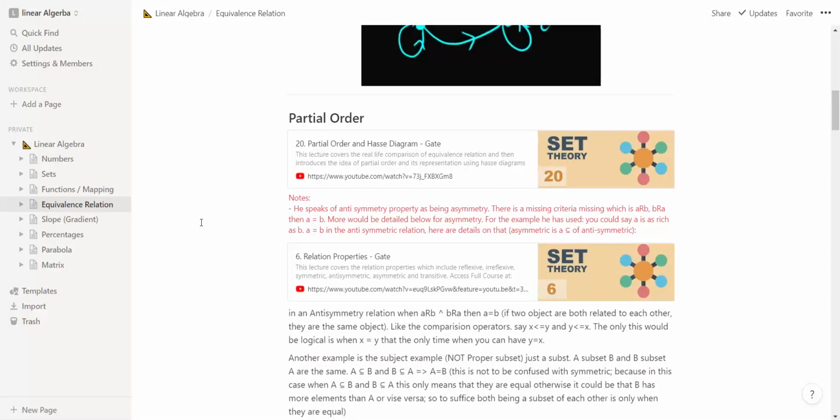Partial order has an antisymmetry relation: when A is related to B and B is related to A, then A equals B. If both are related to each other, they are the same object, like the comparison operators.